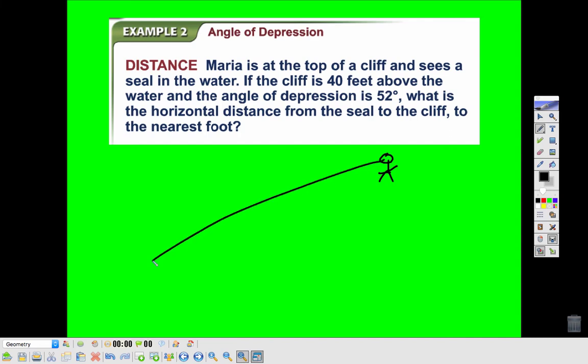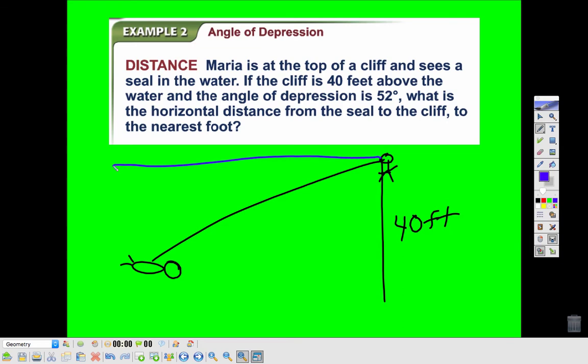Okay. Maria's at the top of a cliff and sees a seal in the water. Here's our seal. If the cliff is 40 feet above the water, and the angle of depression is 52, you have to be really careful with angle of depression. That's where Maria is. The angle of depression is from your line of sight, looking down. So 52 degrees is this one.